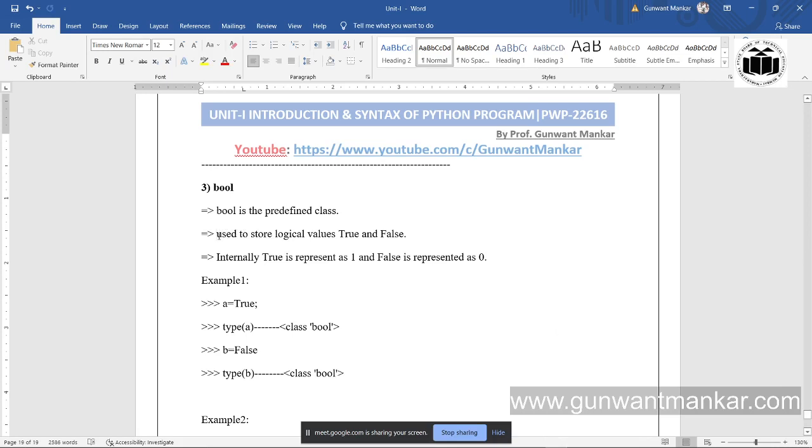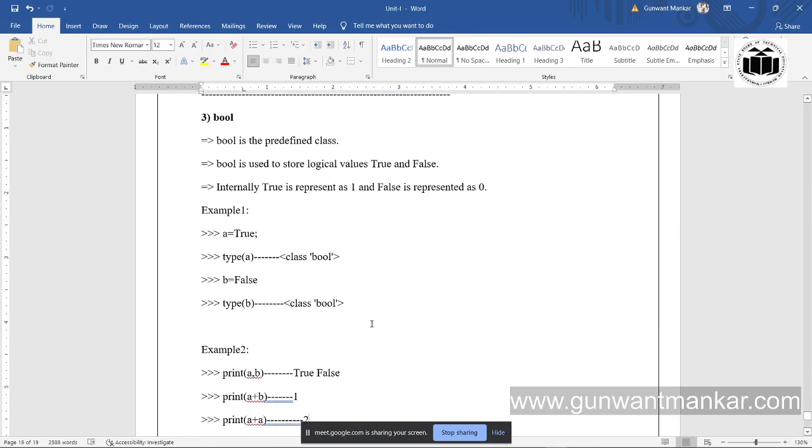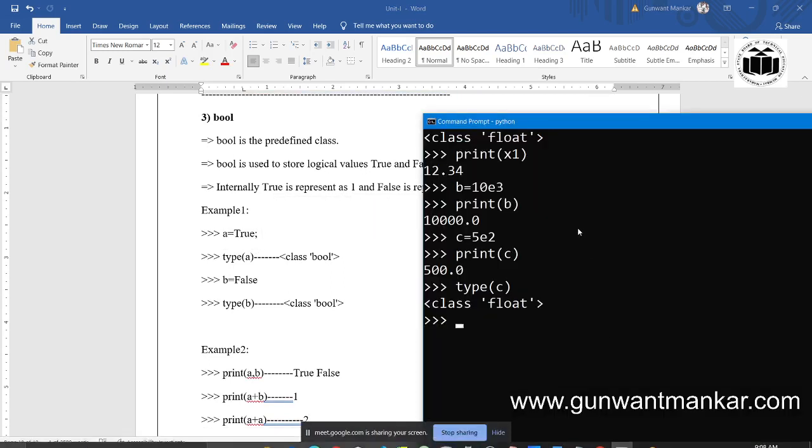Bool is used to store logical values. Two values are the logical values. What are those logical values? True and false. Internally true is represented as a 1 and false is represented as a 0. So if you take a is equal to true, true का T capital.